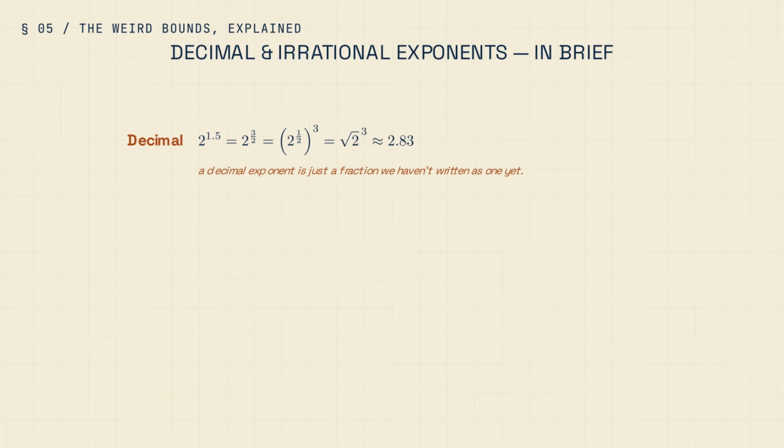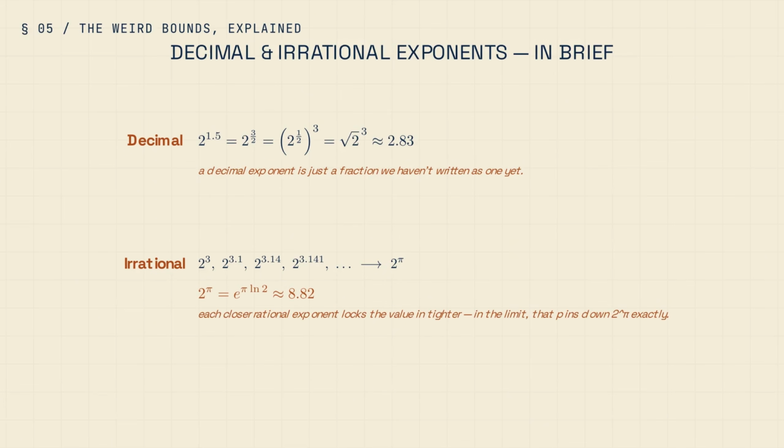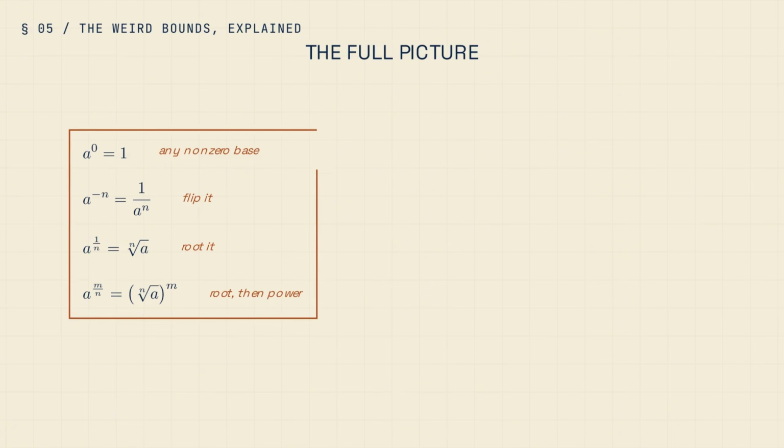Decimal exponents and irrational exponents need special formulas, like the Lambert function, to solve them properly, because these generally don't follow like natural numbers, and each closer rational exponent locks the value tighter into the limit that nails it down to 2 to the pi exactly. Decimals are just fractions, but the numerator is above 1. And we see the full picture here, all of the 4 cases laid down.